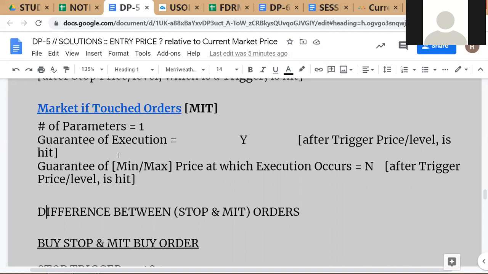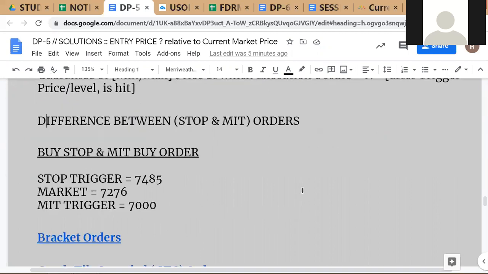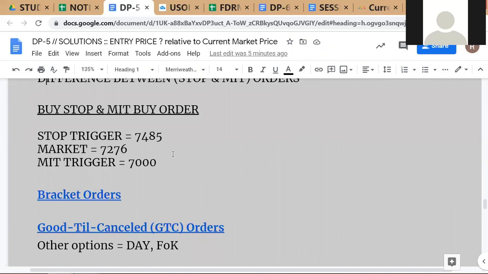So what is the difference? In the case of a stop order, you'll see this. This is also explained in the IB note, so I'm not writing it here. I think I've explained it here just briefly as an example. So what happens? Let's look at a stop buy order and a MIT buy order.